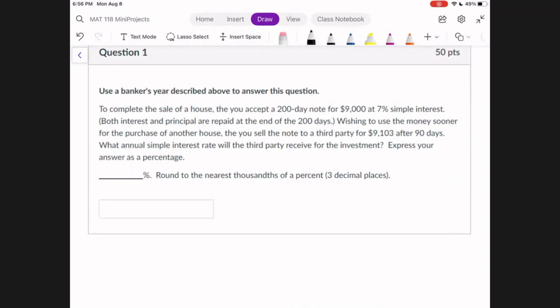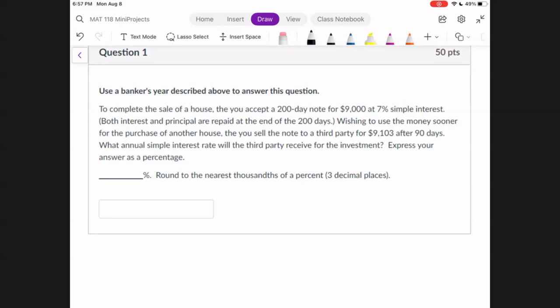To complete the sale of a house, you accept a 200-day note for $9,000 at 7% simple interest. Both the interest and the principal are repaid at the end of the 200 days. Wishing to use the money sooner for the purchase of another house, you sell the note to a third party for $9,103 after 90 days. What annual simple interest rate will the third party receive for this investment? Express your answer as a percentage.